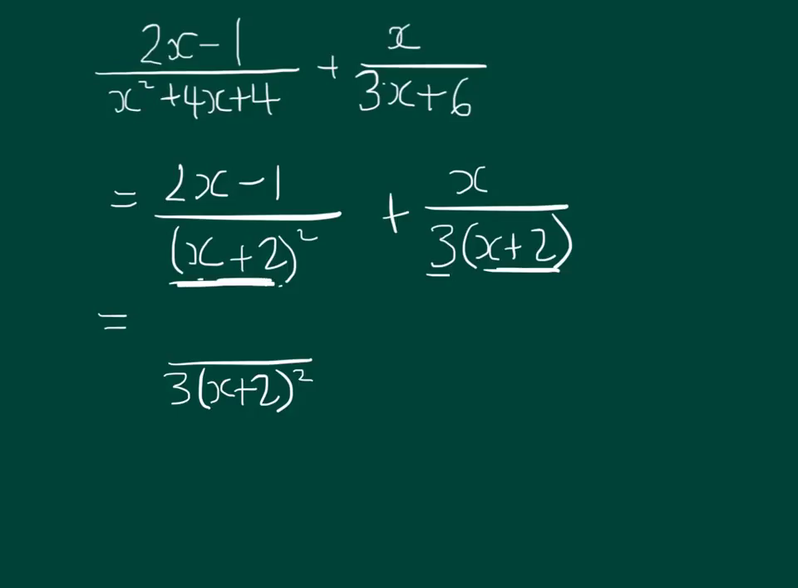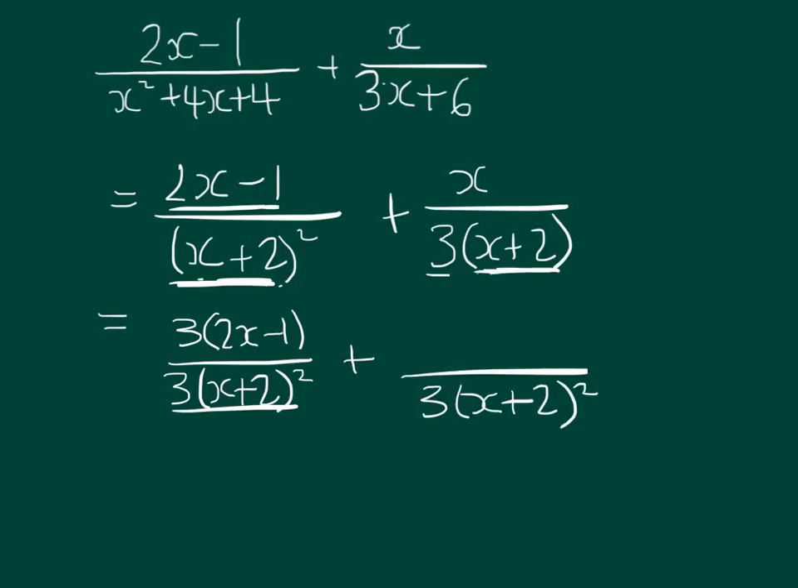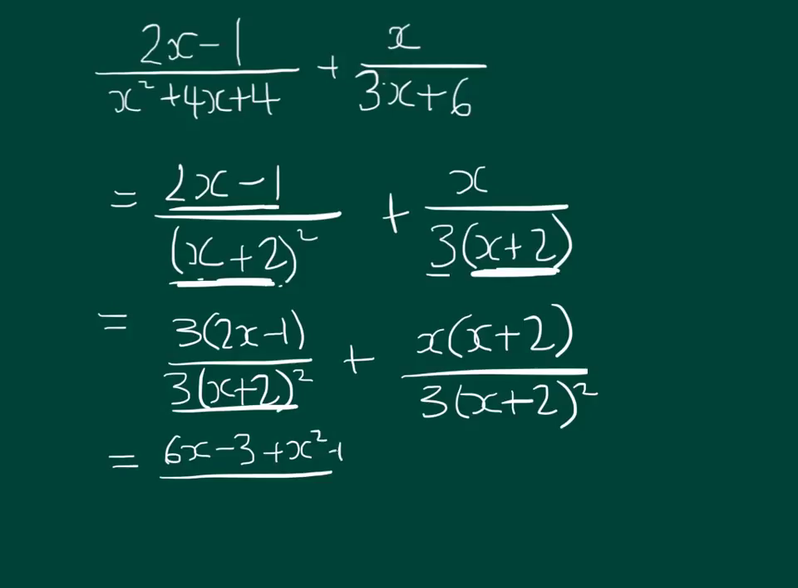What's different between this and this? It's a 3, so we need to multiply top and bottom by 3. So that means we need to multiply this top by 3. So we've got 3 times 2x take 1. And then this bit also needs to be over 3 times x plus 2 squared, and the only difference here is we're multiplying by another x plus 2, so on the top we'll have x times x plus 2. Right, and then we can write that all over one thing, so this is going to work out as 6x take 3 plus x squared plus 2x, and that's over 3 times x plus 2 squared.